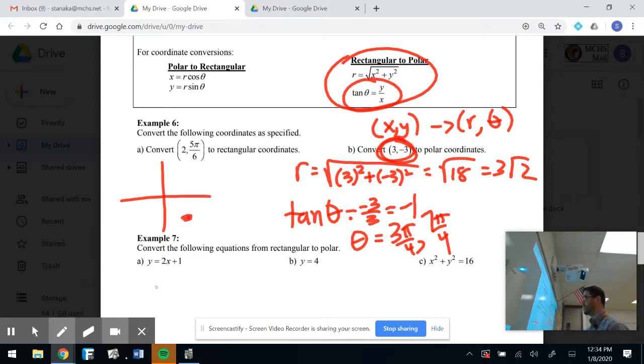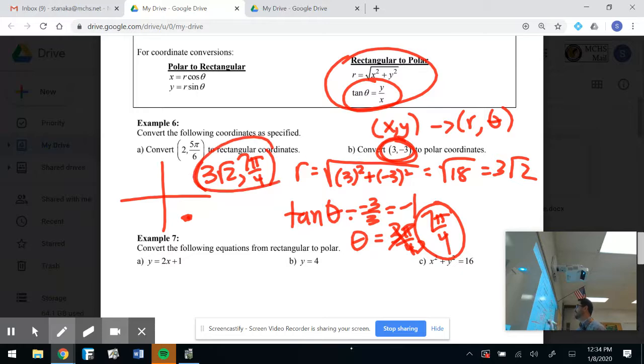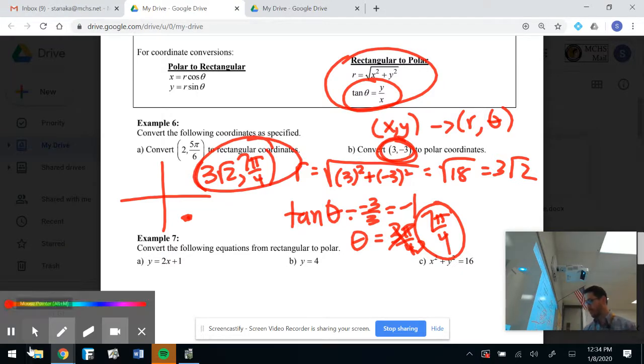And that's in quadrant one, two, three, okay? So believe it or not, it's not going to be that one for this particular problem. It has to be the one in the fourth quadrant. So it's 3 radical 2 comma 7 pi over 4. Okay, let's keep on rolling here.